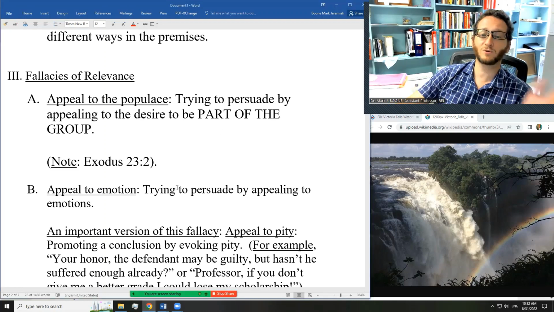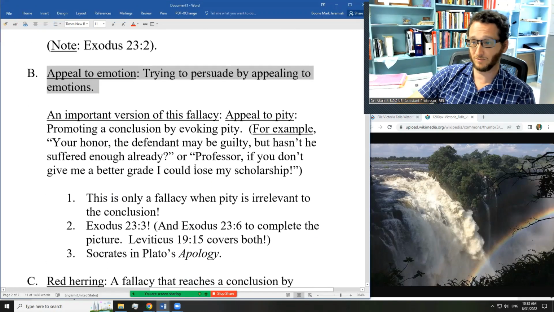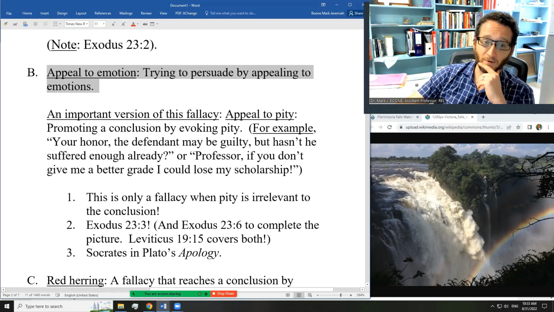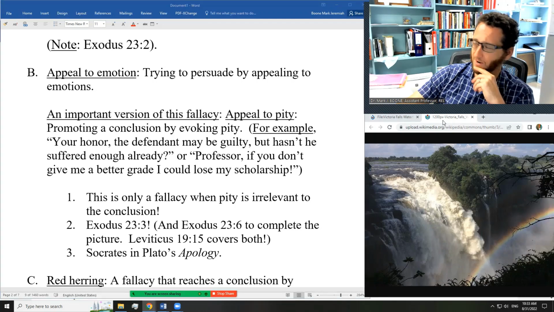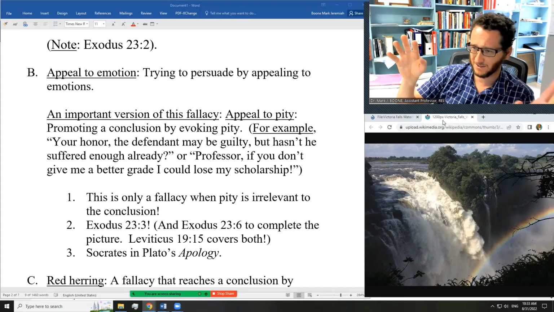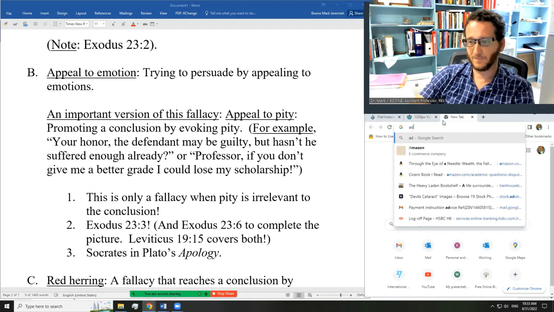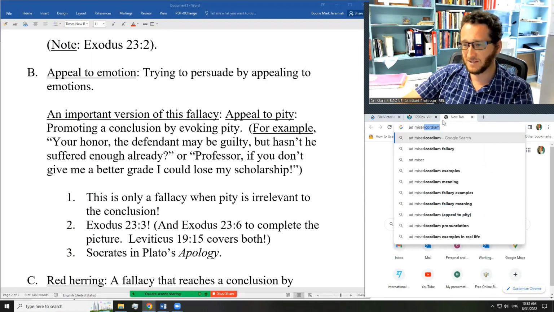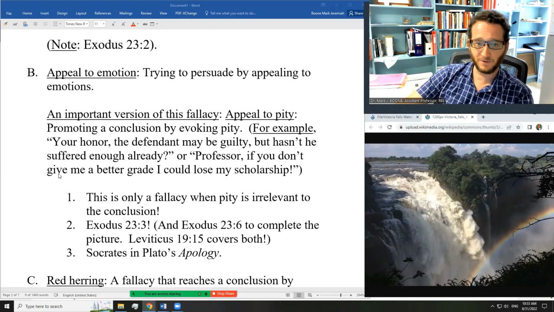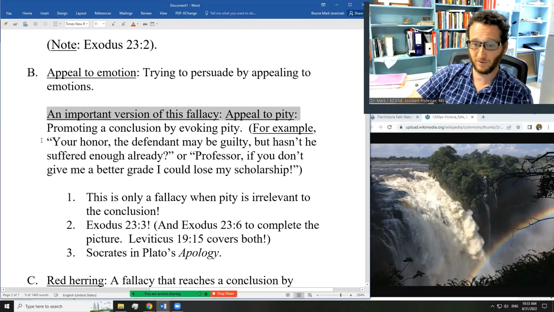All right. Appeal to emotion is trying to persuade by appealing to emotions. Pretty straightforward. A common version of this is the appeal to pity. This one has a Latin name, ad misericordiam. I hope I'm getting that right. Ad misericordiam. I don't think I'm missing any syllables. Let's check my spelling. The internet agrees with me. Ad misericordiam is the appeal to pity version of the appeal to emotion fallacy, promoting a conclusion by evoking pity.